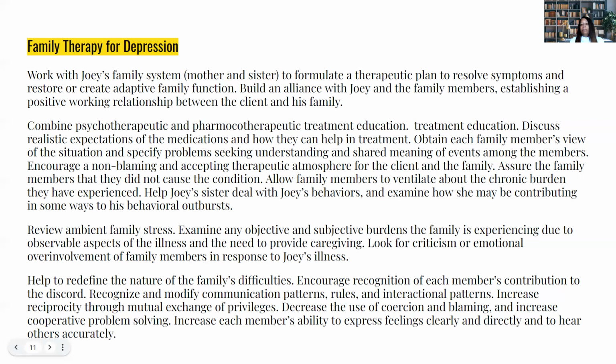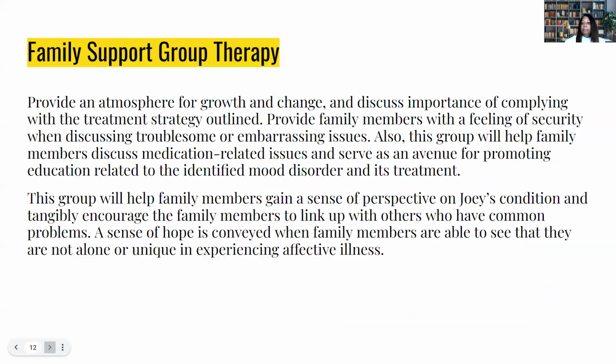And then we need to help redefine the nature of the family's difficulties, encourage recognition of each family member's contributions to the discord, recognize and modify the communication patterns, rules, and interaction patterns, increase reciprocity through a mutual exchange of privileges, decrease the use of coercion and blaming, increase cooperative problem solving, and increase each member's ability to express feelings clearly and directly, and to hear others accurately.